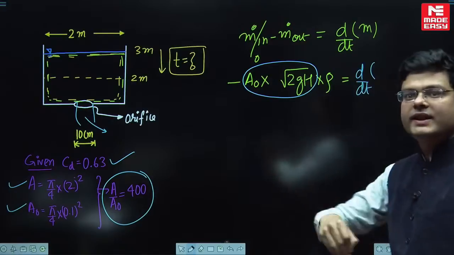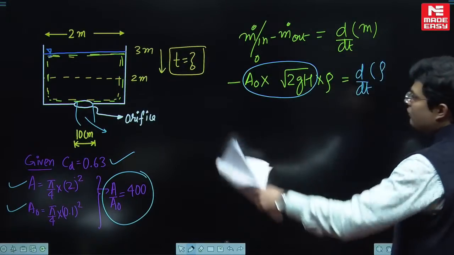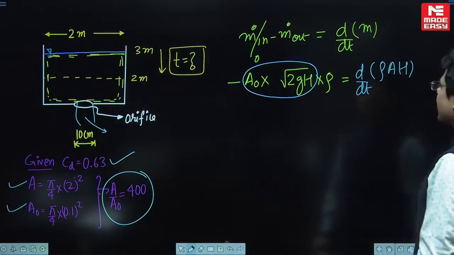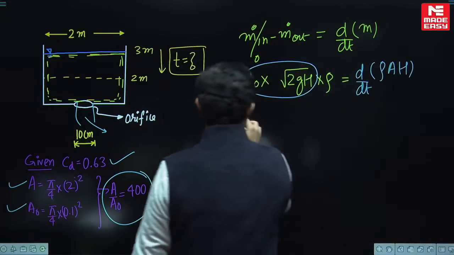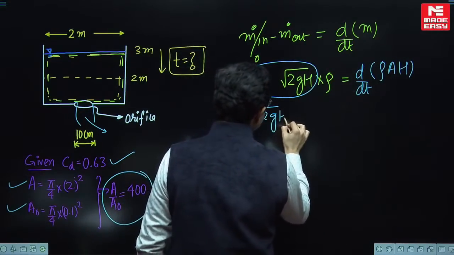Rate of change d by dt of mass. Mass is what? Density into volume. Volume is going to be what? Area into h. And this height is of course going to change. So therefore this is going to be minus of A naught under root of 2gh into rho.